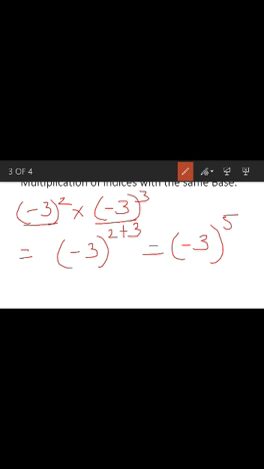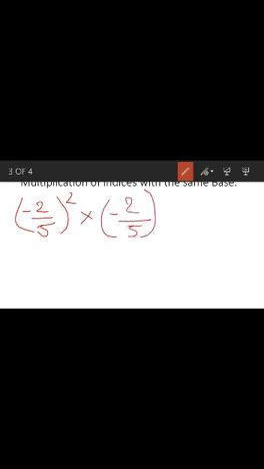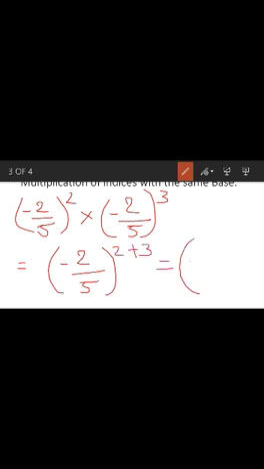Now if there is an example in fraction form, that is minus 2 upon 5 raised to 2 multiplied by minus 2 upon 5 raised to 3. Here also, students, we need to use the same formula: minus 2 upon 5 raised to 2 plus 3 is equal to minus 2 upon 5 raised to 5. I hope, students, you understood it very well.